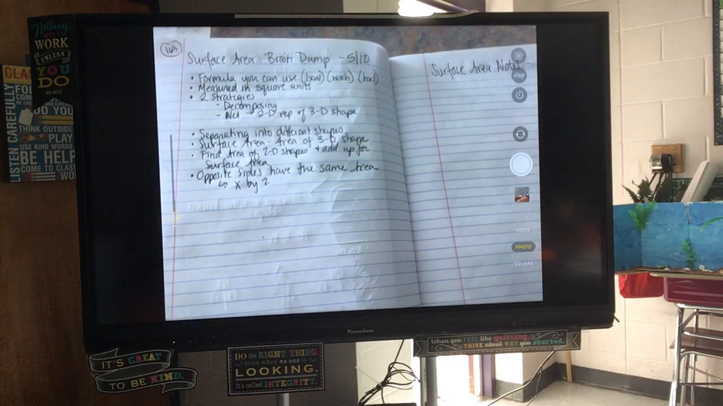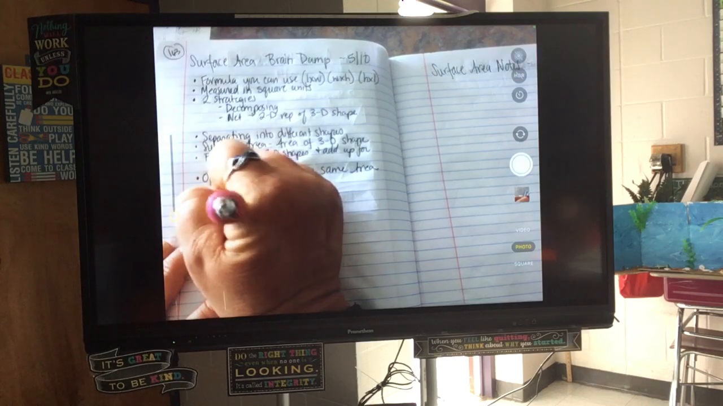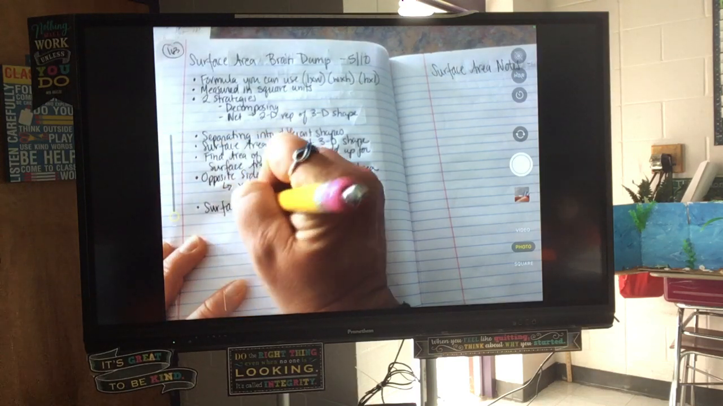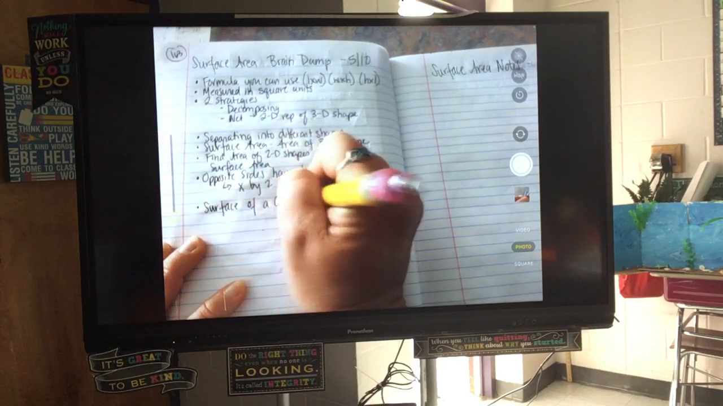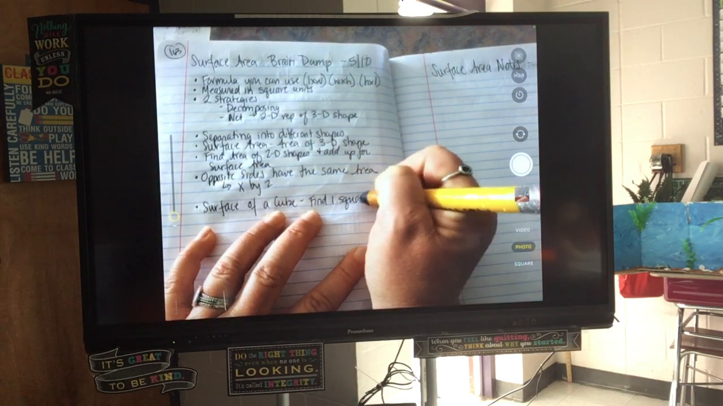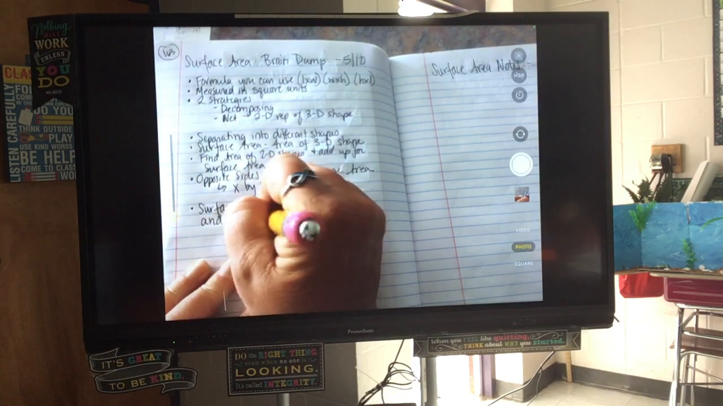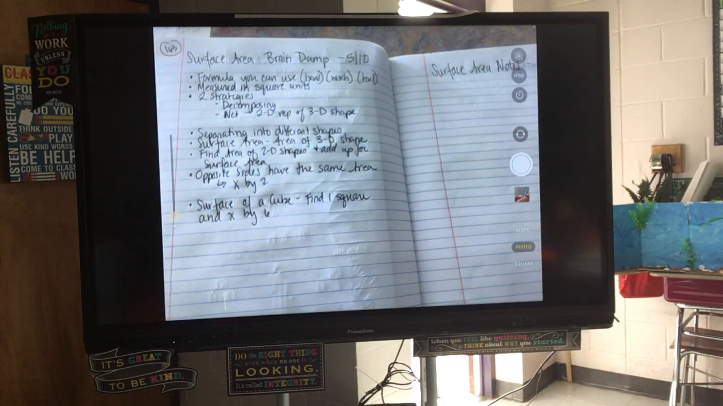All right, yes. When you're finding the surface area of a cube, if you find the area of one of the squares, you can just multiply it by 6. Okay. Surface area of a cube: find one square and multiply by 6. And everybody understands why we can do that with a cube? Does anybody not remember why? Okay, you want to add something else?